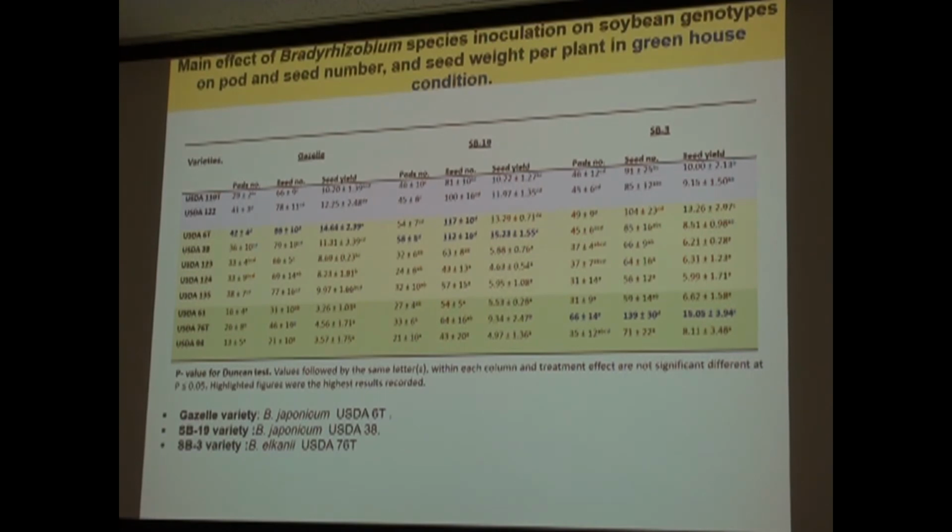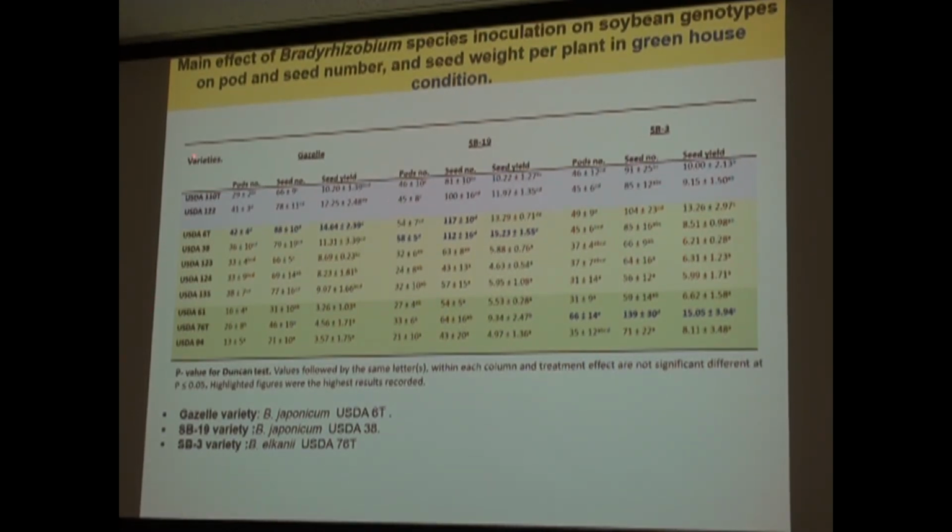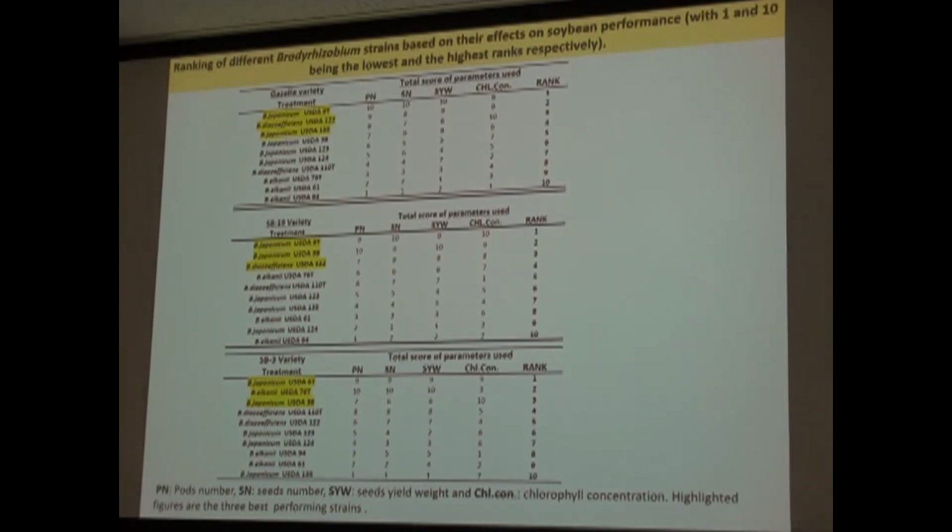Also, this table summarizes all the parameters and the effects of the treatment. According to these results, the Gazelle variety has high effects with B. japonicum USDA 60, the SP19 variety with B. japonicum USDA 38, and SP3 with B. elkanii USDA 760. I also did a ranking of performance.